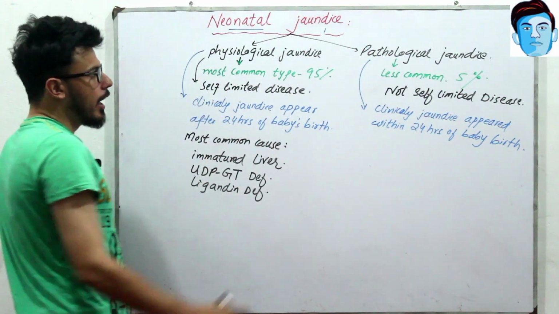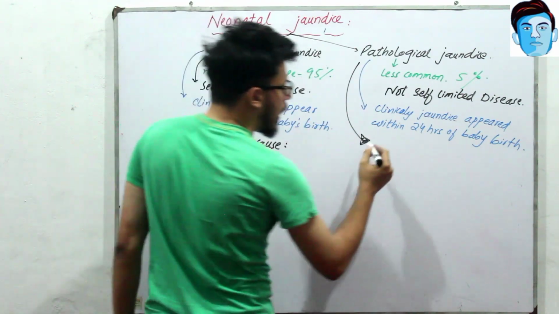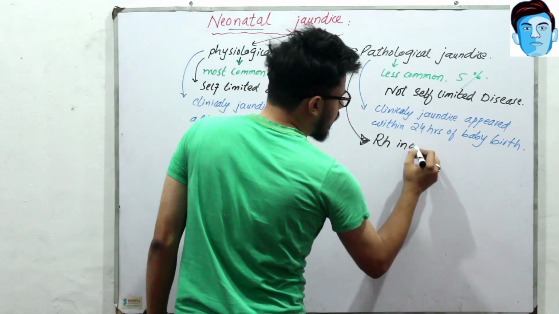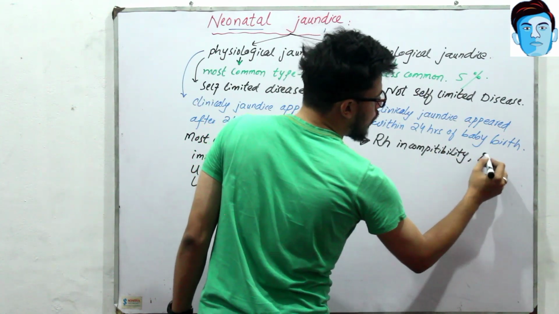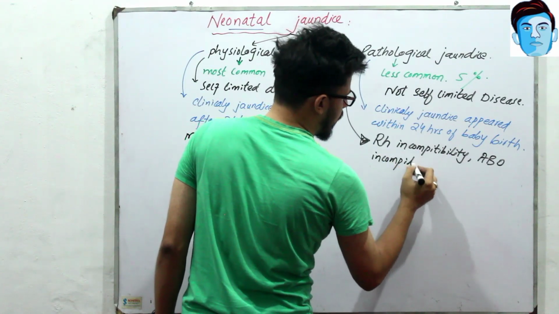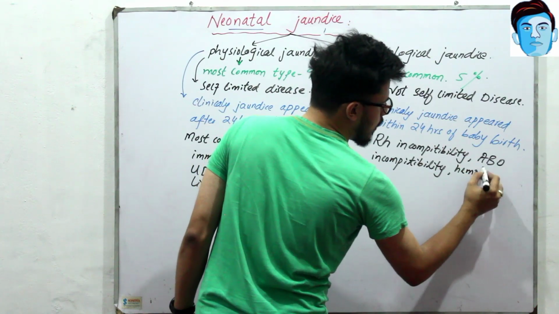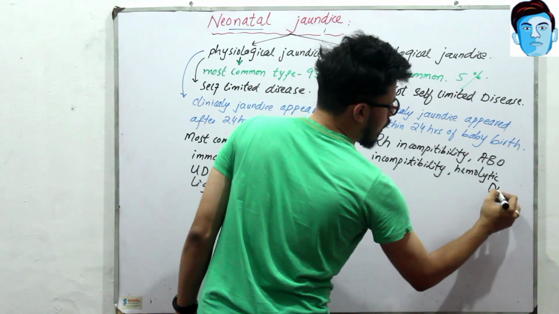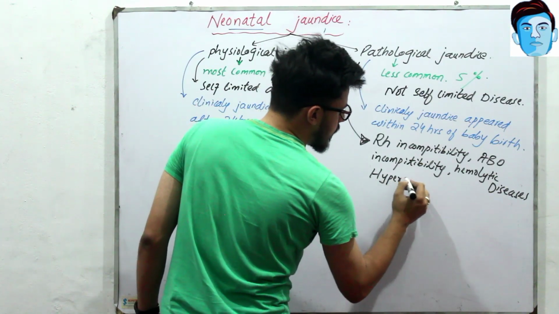On the other hand, if we talk about pathological jaundice, the most common causes are Rh incompatibility, ABO incompatibility, hemolytic diseases, and hypersplenism.